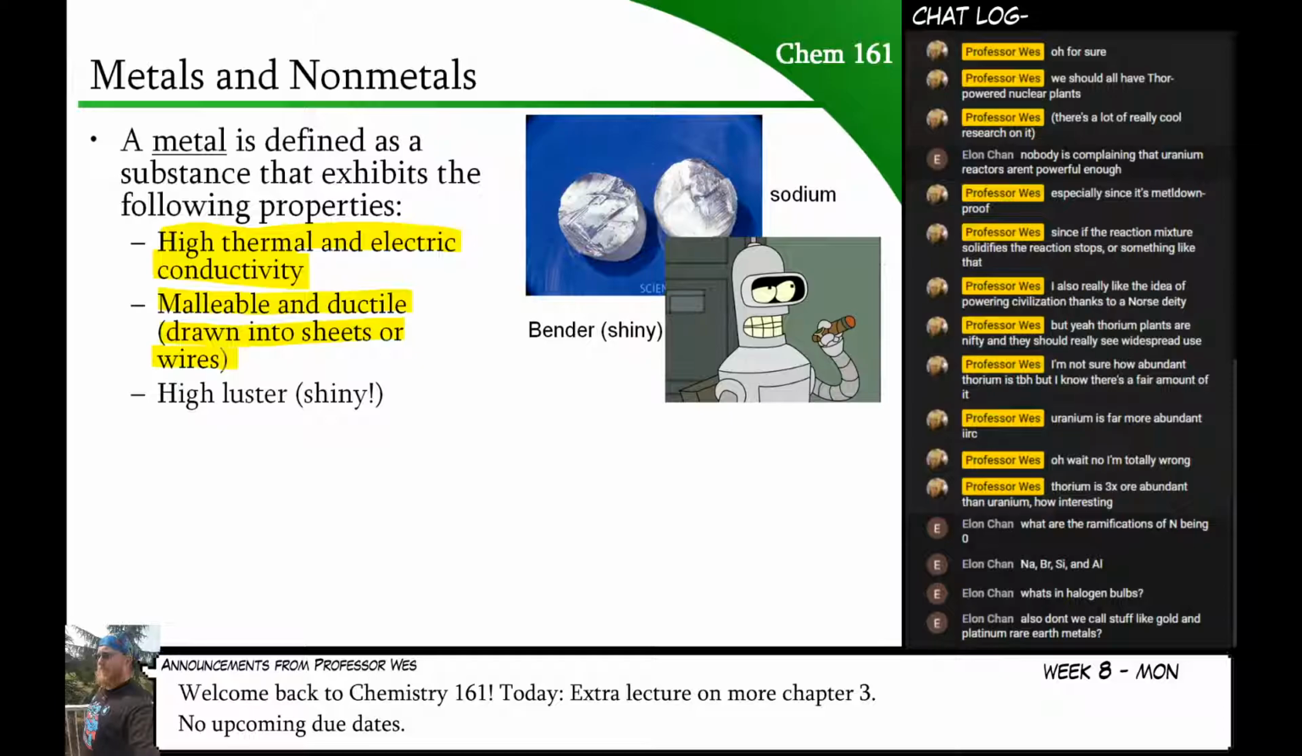Ductile means that you can pull on it in one dimension and eventually you'll get a wire. The more that you pull on it, the thinner the gauge becomes. And so you could just keep doing that until you get the desired gauge for your wire. The last property of metals is that they're shiny. This is called luster. Luster is the effect of mobile electrons over the surface of a metal.